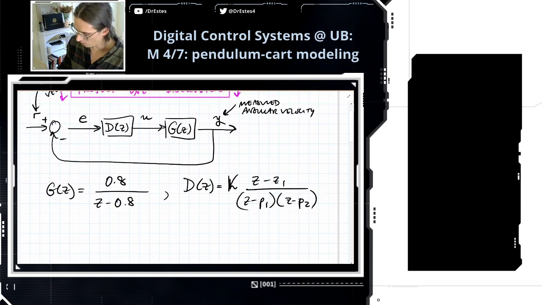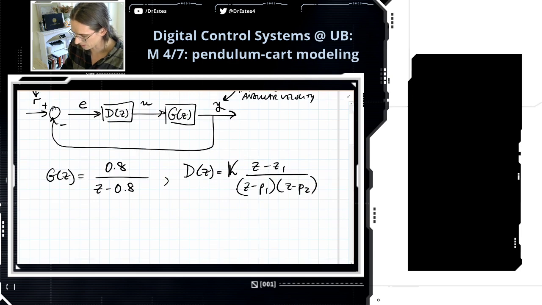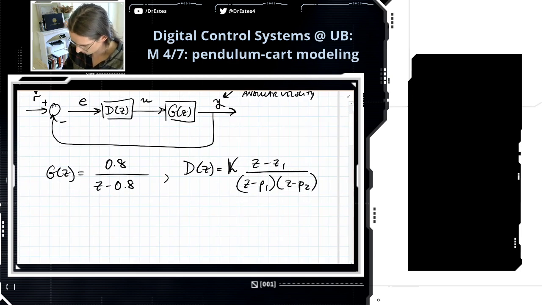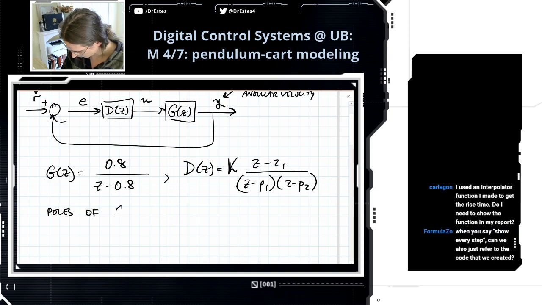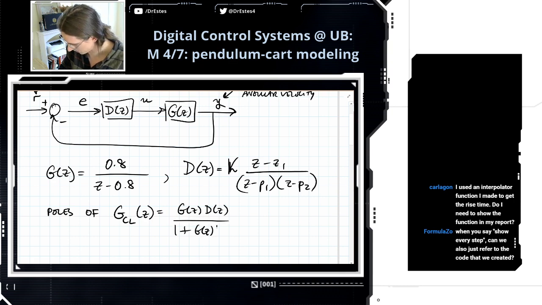Now, the goal of this controller is to make it so that the poles of your closed loop transfer function, which if we write it like this is like the long form, poles of this are equal to z star.